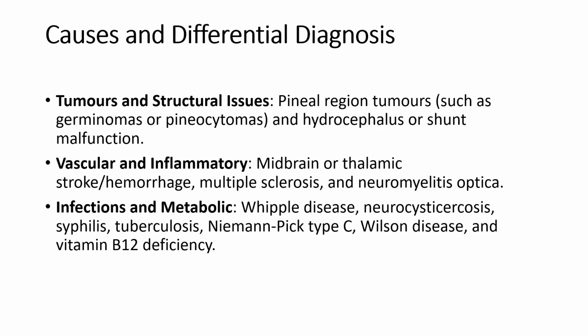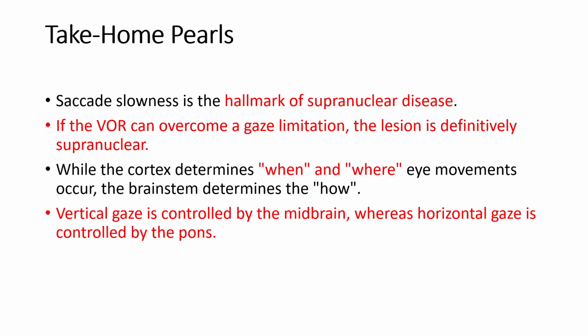Take home pearls. Saccade slowness is the hallmark of supranuclear disease. If the vestibulo-ocular reflex can overcome a gaze limitation, the lesion is definitely supranuclear. The cortex determines when and where the eye movements occur, and the brainstem determines how they occur. Vertical gaze is controlled by the midbrain, whereas horizontal gaze is controlled by the pons.